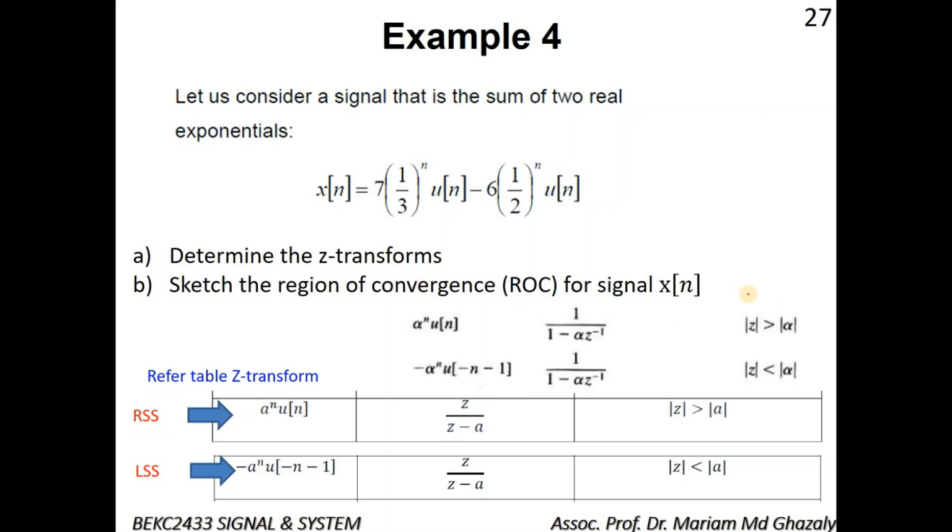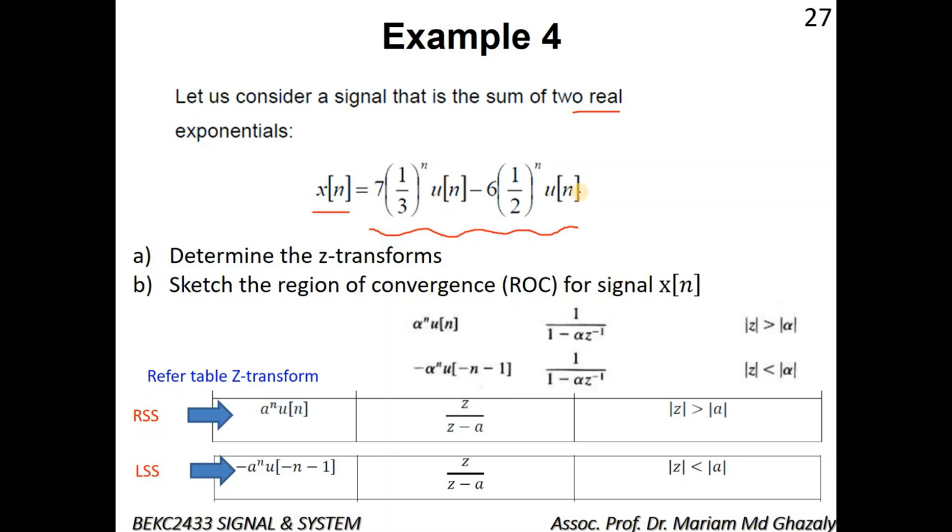So let's look at example 4. Let's consider a signal that is the summation of two real exponentials. We have a signal x[n] given by this equation. The first question is to determine the Z transform. The second is to sketch the region of convergence, ROC, for signal x[n].